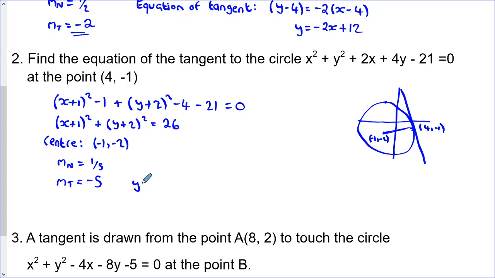So y minus y1 at the point we're interested in becomes y plus 1 equals m x minus x1. And again, we might just change that into the standard form for a straight line.